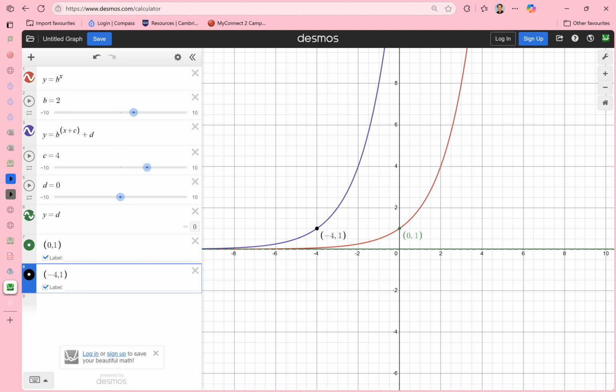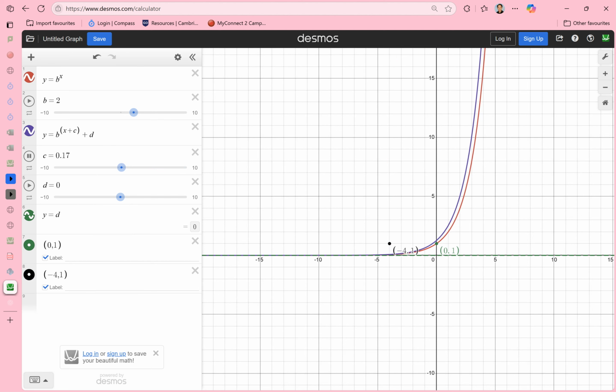Okay, so everything shifts left by 4. If I press play on it, you can see more positive value goes to the left. Once the C value is negative, it goes to the right. And here we go, back to the positive, so it's on the left side. And as soon as I hit negative, it goes to the right side.